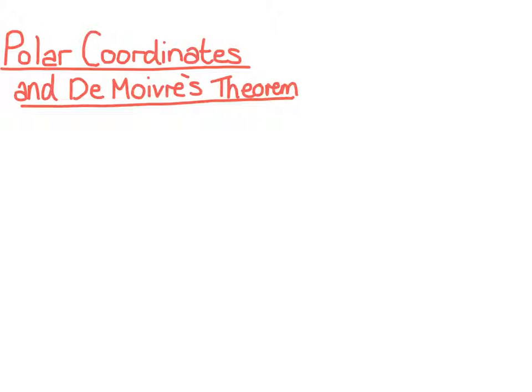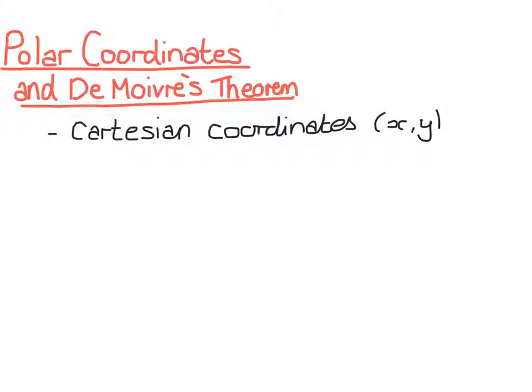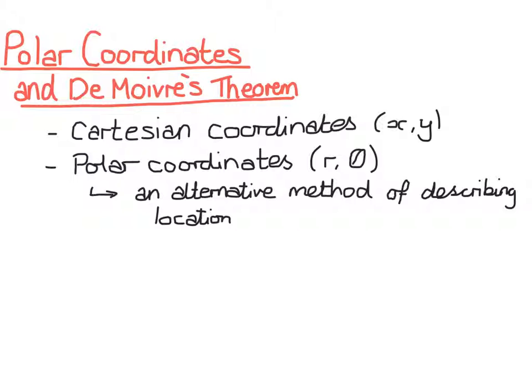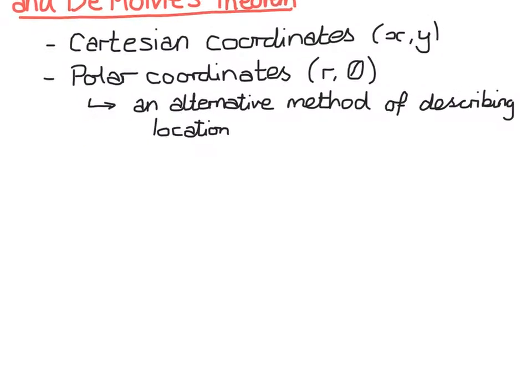Up until now, we have used the Cartesian coordinate system. Polar coordinates, r and theta, are used as an alternative method of describing location to Cartesian coordinates. Polar coordinates relate to the angle from the initial line, being the positive x-axis, and the distance from the origin.